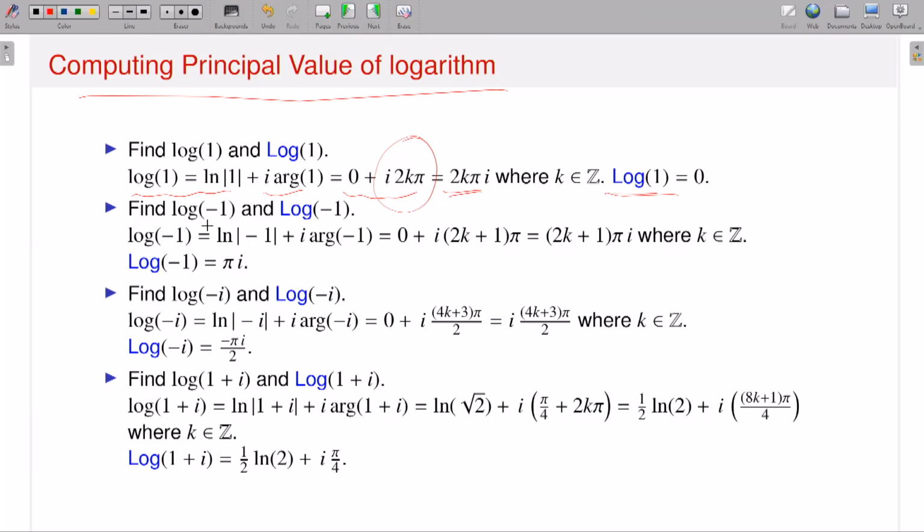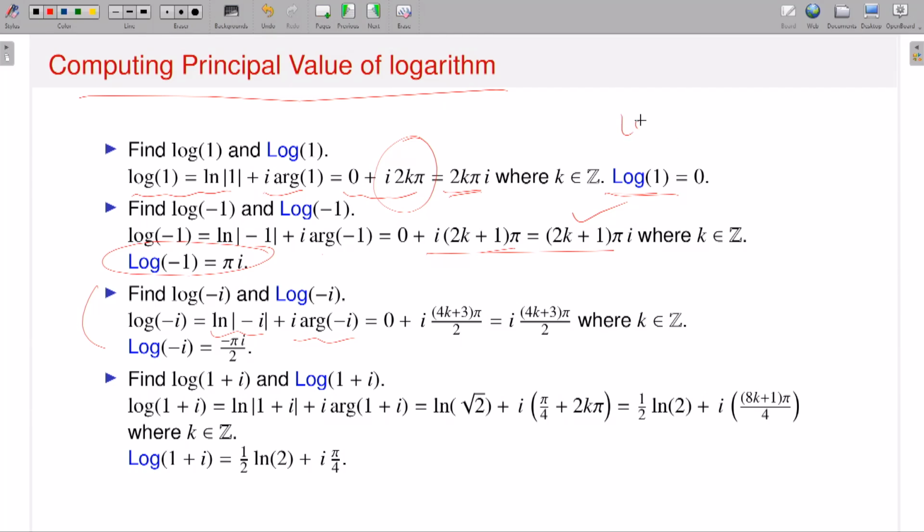Similarly, for minus 1, the argument of minus 1 is actually π, so θ is equal to π. Therefore your small log is a set of values, but capital log is exactly equal to πi. Similarly, you will have small log of minus i and capital log of minus i. You first write ln of the modulus plus i times the argument of minus i, but what is the argument of minus i? You can have 2kπ, this part if you take it out, 3π by 2, or maybe π by 2. So this should be θ, so you just have to find out.